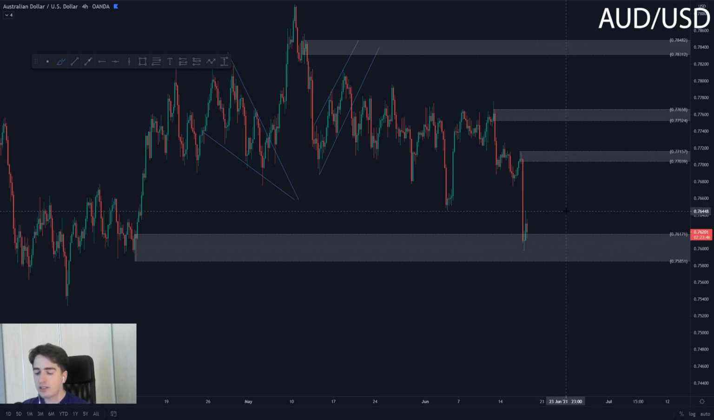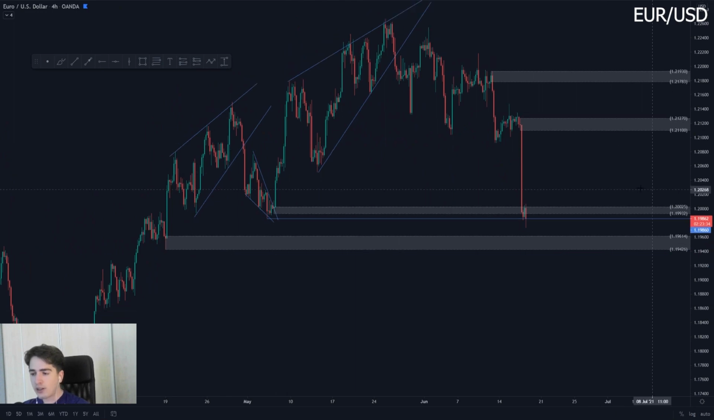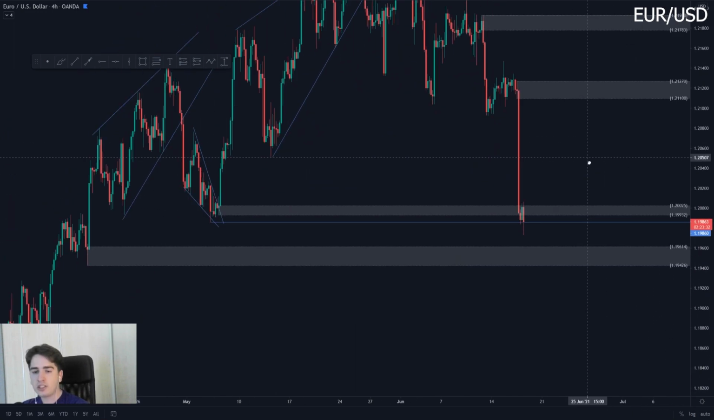Otherwise, I'll just stay out of the Aussie dollar pair and the other pairs, of course. So with Aussie dollar discussed, let's head over to euro dollar. And euro dollar is currently also situated in demand. So a lot of these pairs are situated in demand.